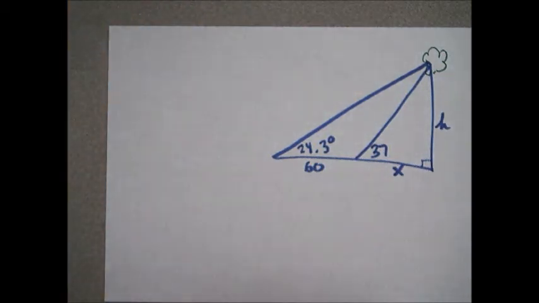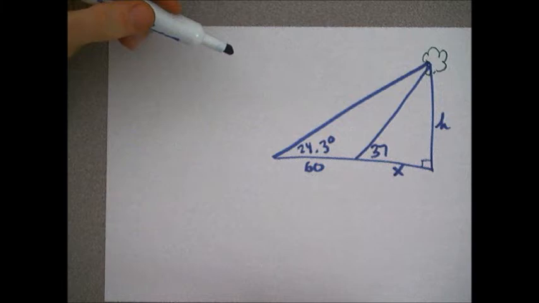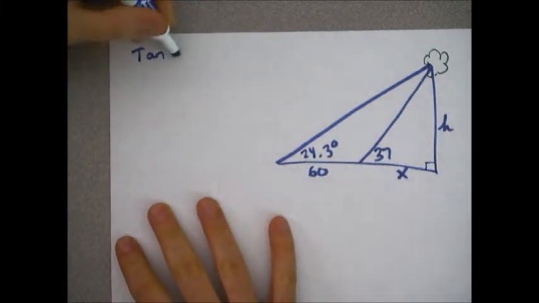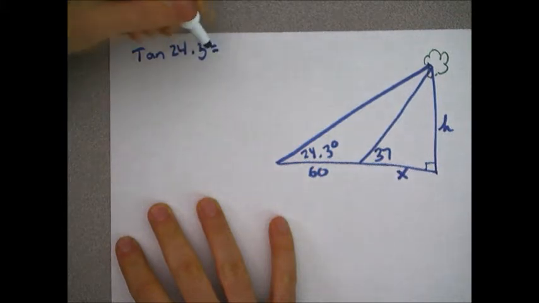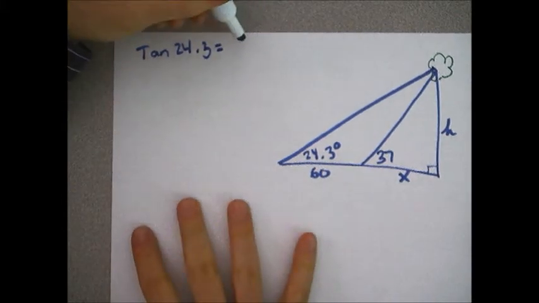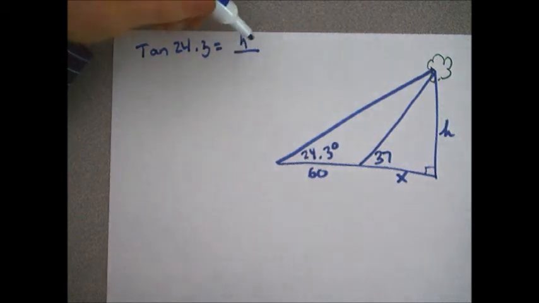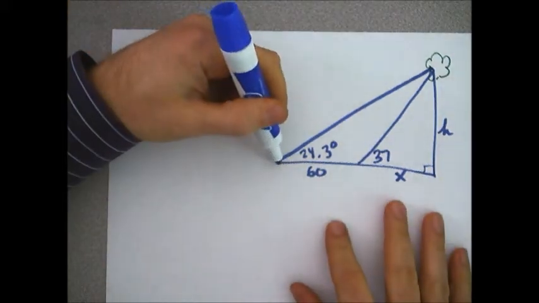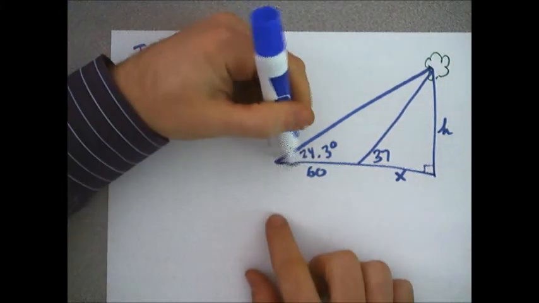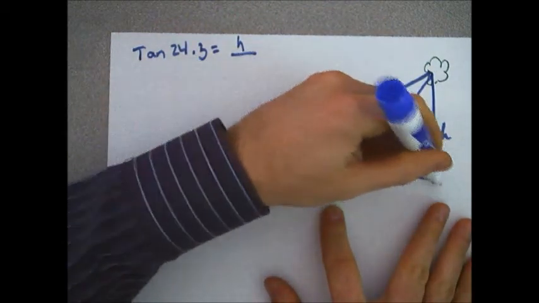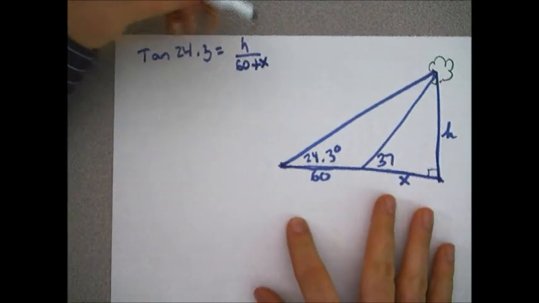All right. What are we doing? So I'm going to need the tangent of 24.3. We're going to say the tangent of 24.3 is equal to what? It's equal to h over x. That's part of it. Now, over 60 plus x, because this is the big triangle, right? This one here is opposite over adjacent. So over 60 plus x, I agree.